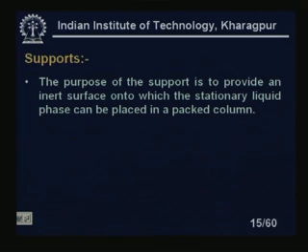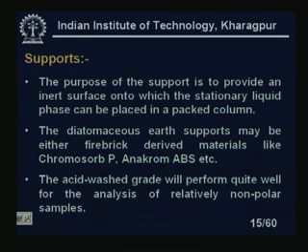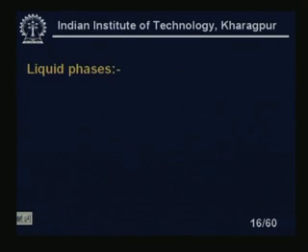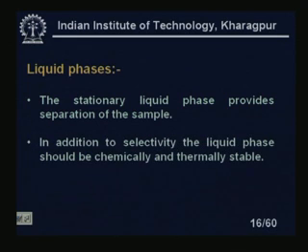Supports. The purpose of the support is to provide an inert surface onto which the stationary liquid phase can be placed in a packed column. The diatomaceous earth supports may be fire brick derived materials like Chromosorb P and Anachrom ABS, etc. The acid washed grade will perform quite well for the analysis of relatively non-polar samples. Liquid phase. The stationary liquid phase provides the separation in the column. In addition to selectivity, the liquid phase should be chemically and thermally stable, that is the most important thing.